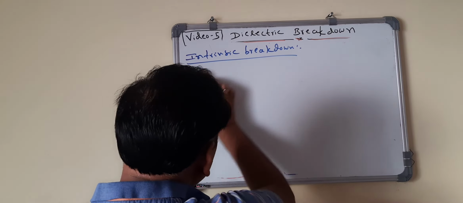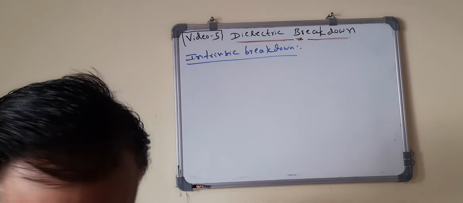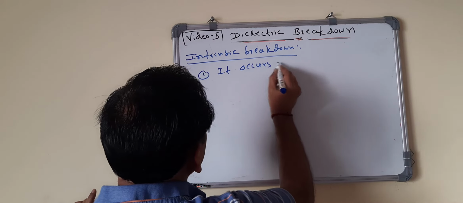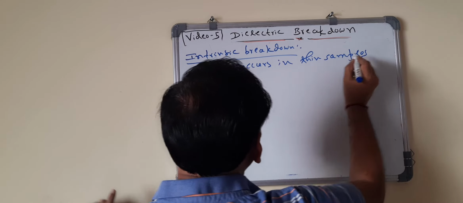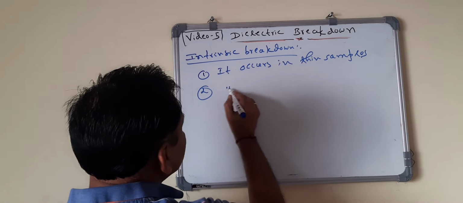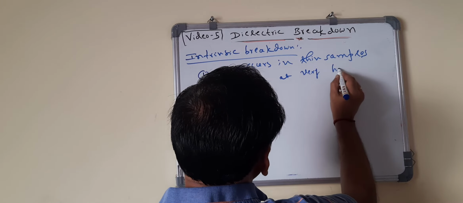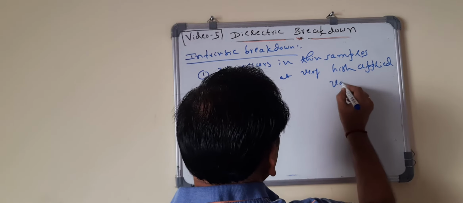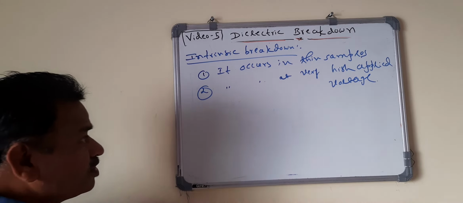And the second point: what are the factors on which intrinsic breakdown occurs? First, it occurs in very thin samples. Sample size will be very, very thin. Next, it occurs at very high applied voltage. You may ask the question, why is the applied voltage very high?